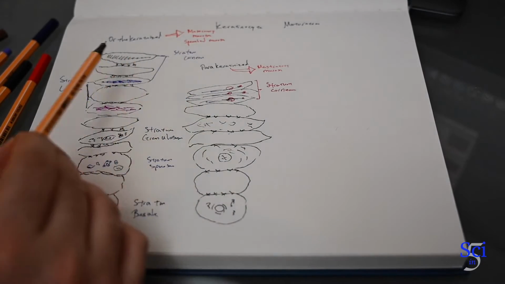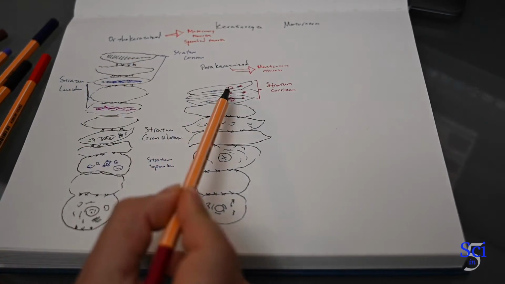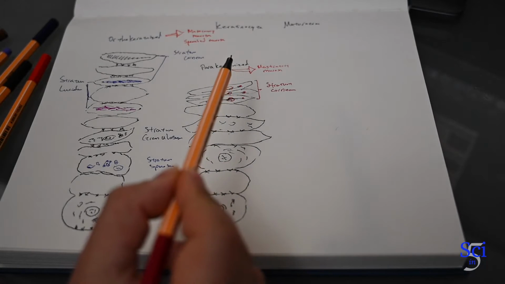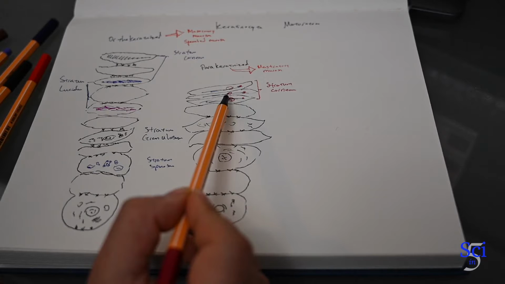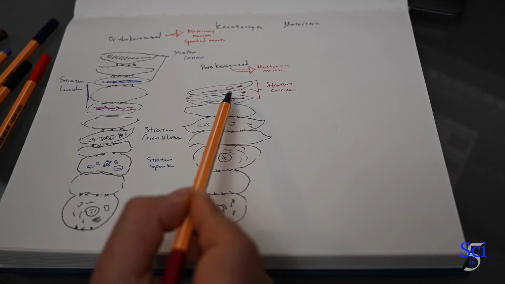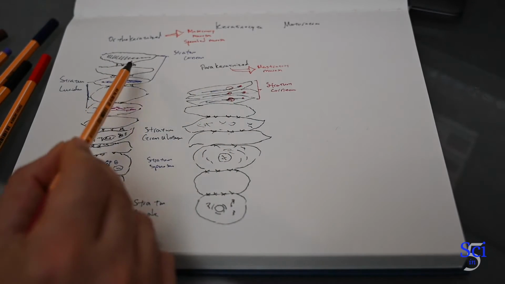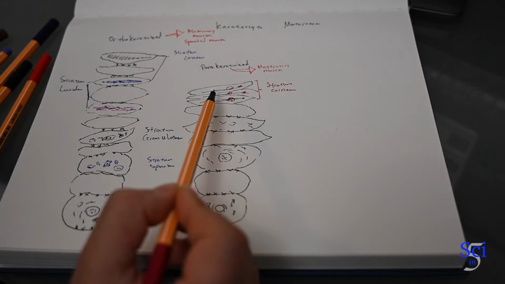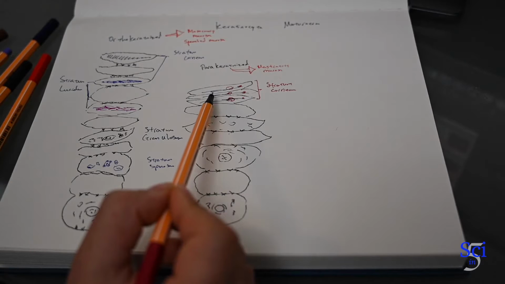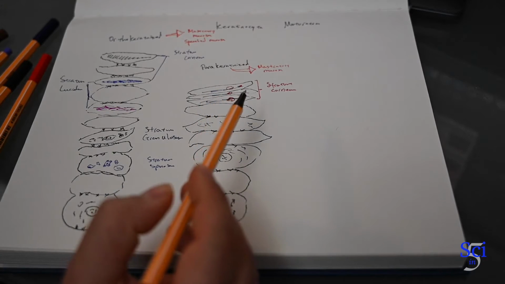So the difference between ortho versus para is that the para has nuclei and few organelles. Everything else is the same. They're both going to be flattened. They're both going to have keratin. Just remember, para means few organelles as well as keratin.